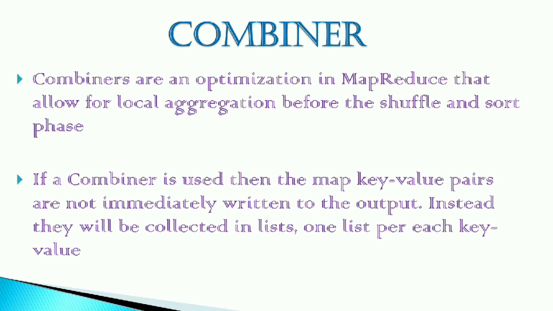If a combiner is used, then the key value pairs are not immediately written to the output. Instead, they will be collected in lists, one list per key value. When a certain number of key value pairs have been written, this buffer is flushed by passing all the values of each key to the combiner's reduce method and outputting the key value pairs of the combine operation as if they were created by the original map operation.